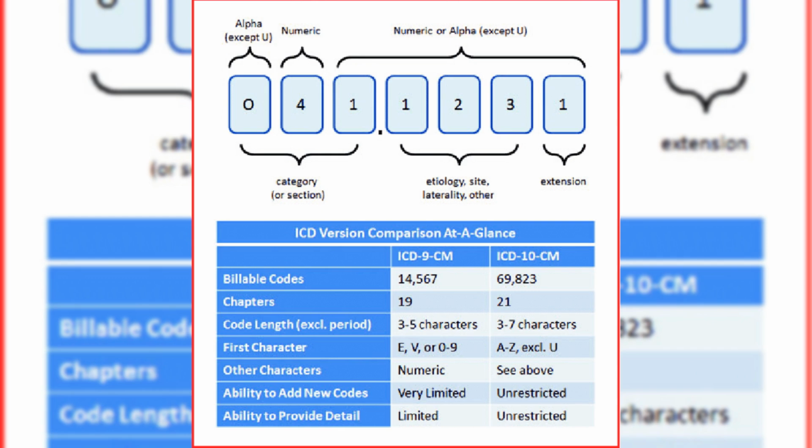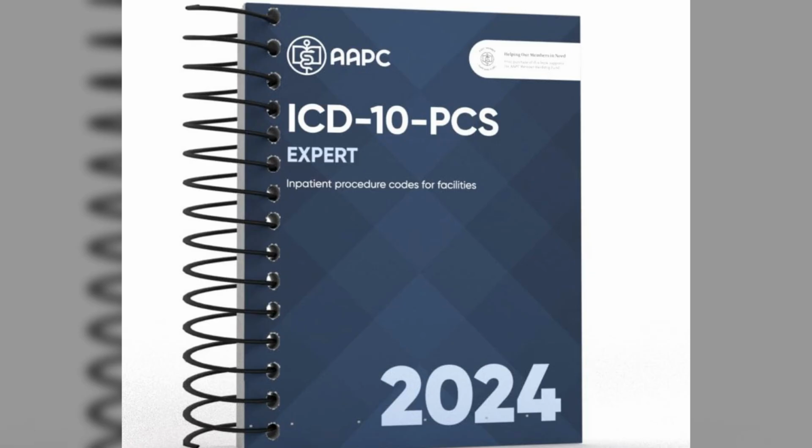For instance, the code J45.909 represents unspecified asthma, uncomplicated. Each character in the code tells us something specific about the patient's diagnosis. The second component, ICD-10-PCS, is the procedure coding system, hence PCS.